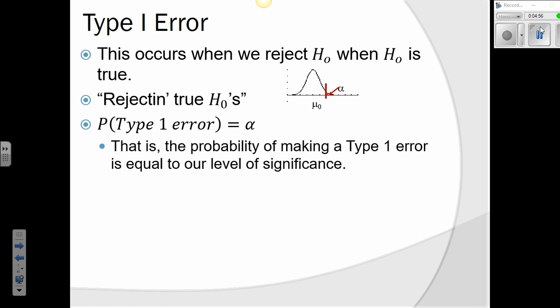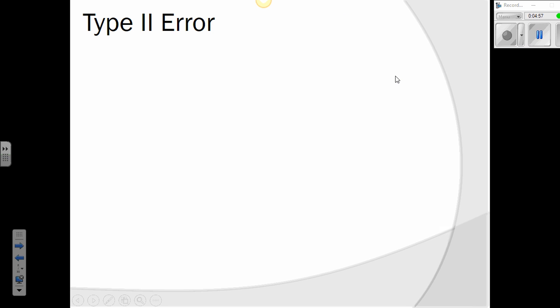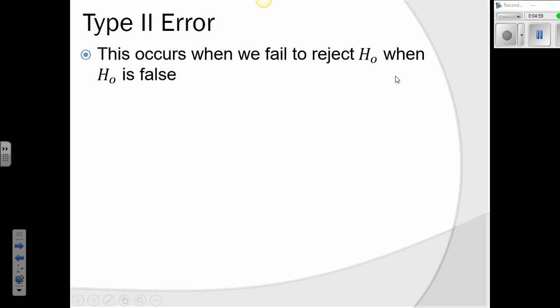All right, so type 2 error occurs when we fail to reject H0 when H0 is false. So you didn't reject it when you should have.